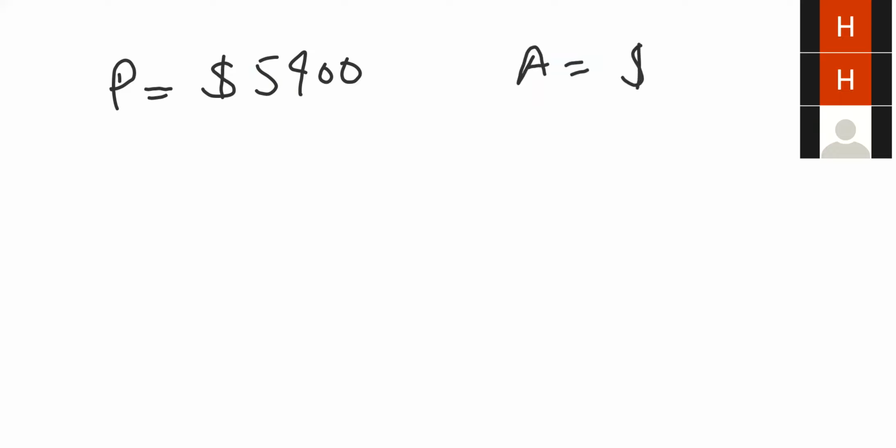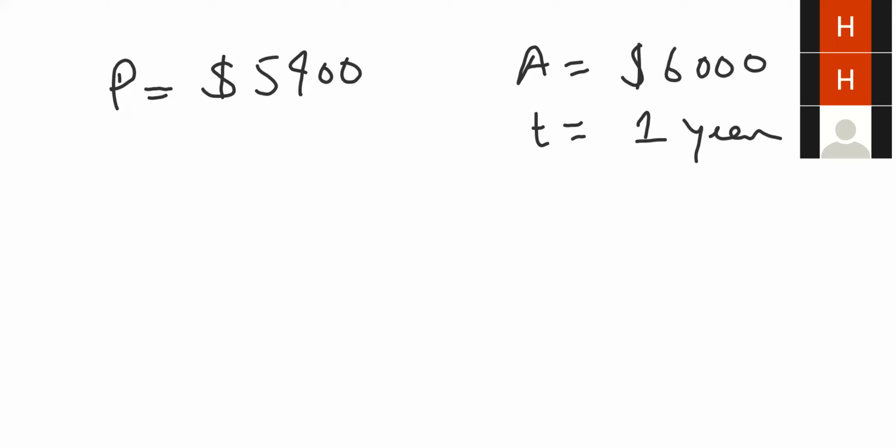Let's do one example together. They say that Richard deposits $5,400, so the principal amount is $5,400, and got back an amount of $6,000 after a year, which means our T is 1, 1 year.